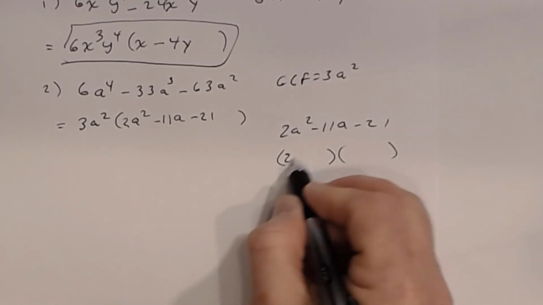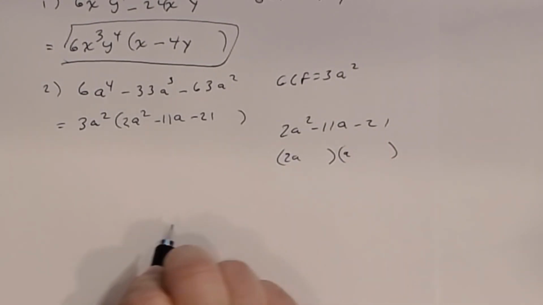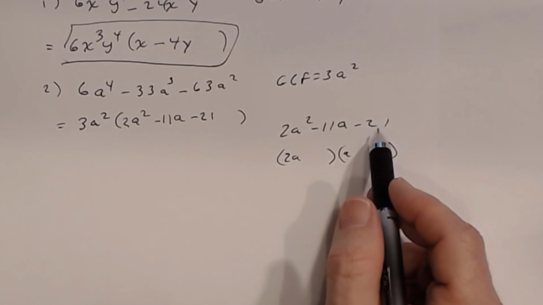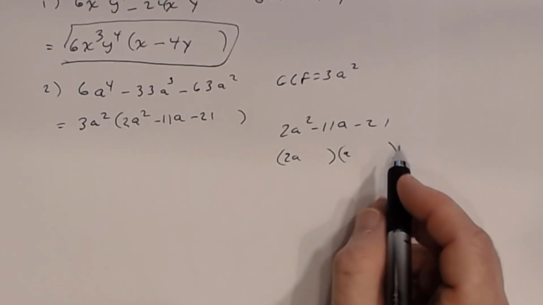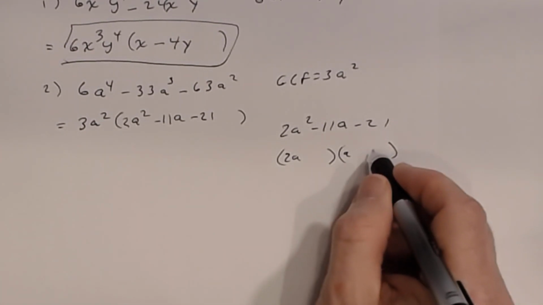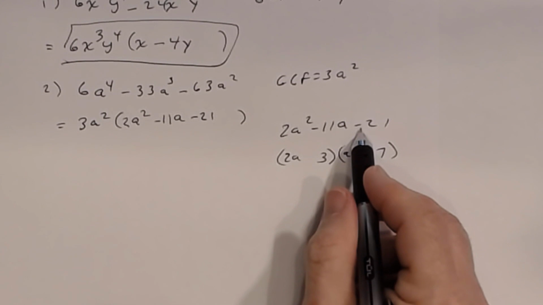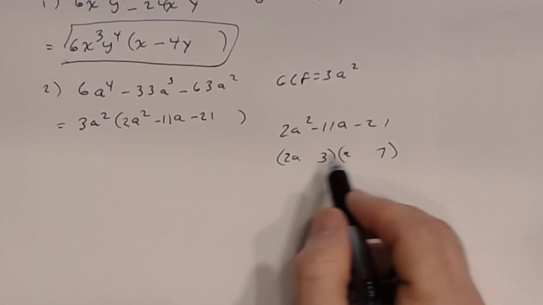So for the first, 2a times a is 2a squared. For 21, the possibilities are 7 and 3, 21 and 1. So let's use 7 and 3. I'm going to put the 7 here, the 3 there. And remember, the last sign's negative, so that means these signs are going to have to be different.